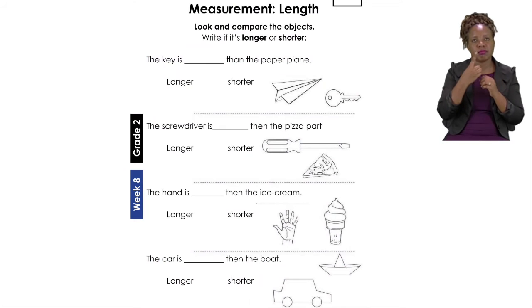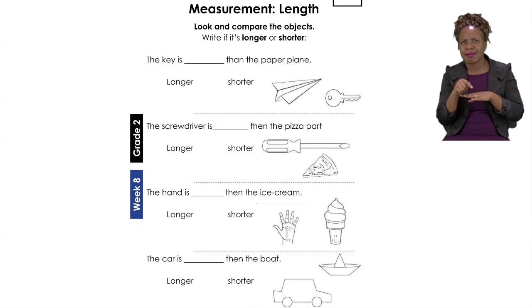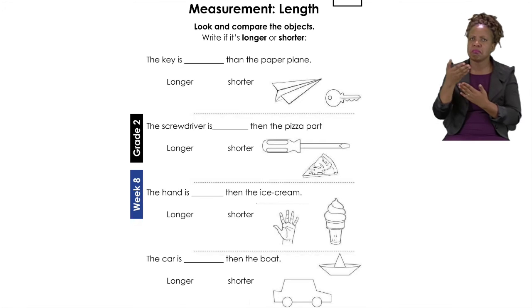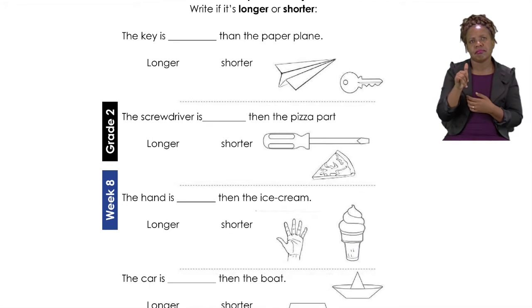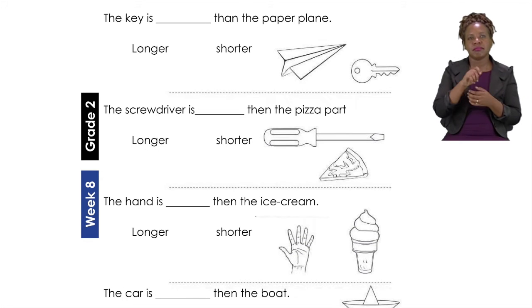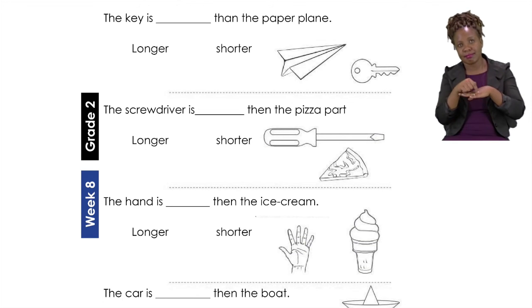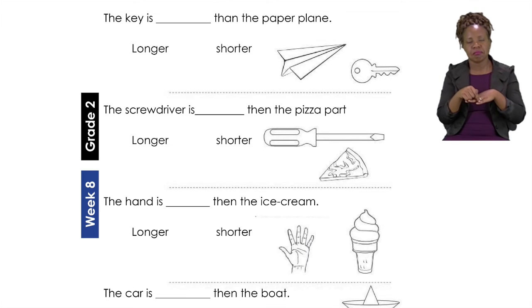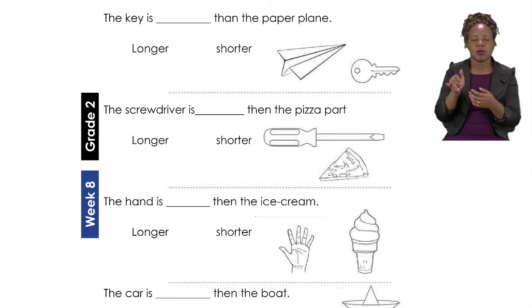So the first one says, let's read together. The key is dash, then the paper plane. Let's read it again. The key is dash, then the paper plane. Now you can see that we have two pictures there. The first one is the paper plane, and the second one is a key.